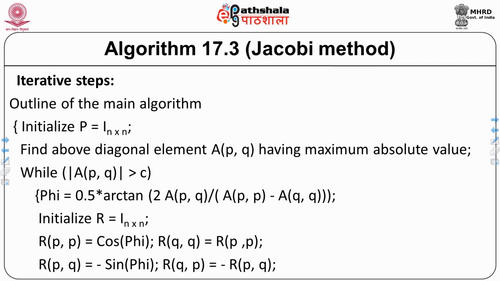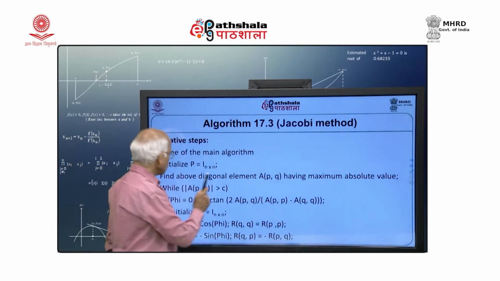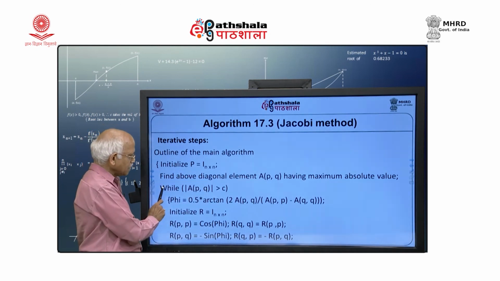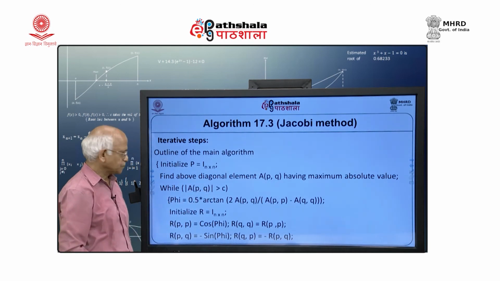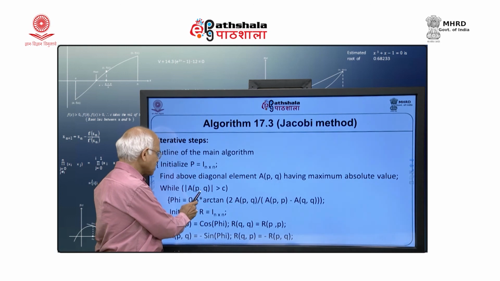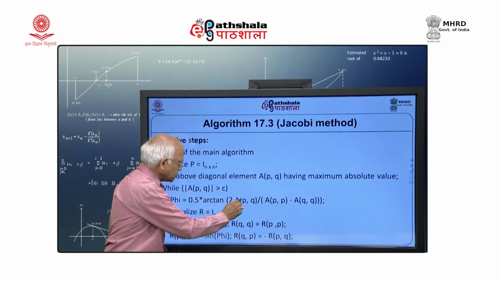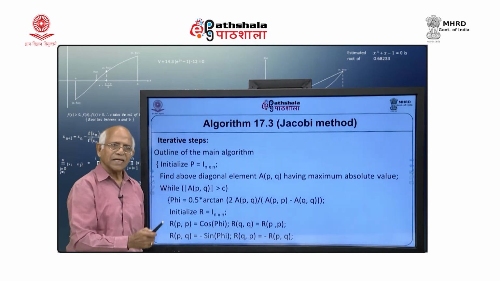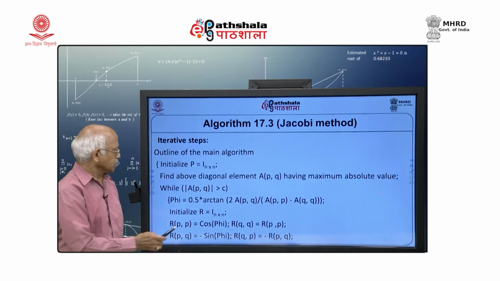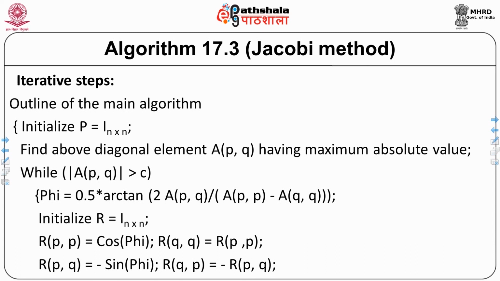What are the iterative steps? Initialize P as I, n cross n, then find the above diagonal element A P Q having the maximum absolute value. While mod A P Q is greater than C, we continue doing this. Phi equals 0.5 times arctan of A P Q divided by A P Q minus A Q Q. This selection of phi makes sure that in the next iteration A P Q becomes 0. This formula can be worked out by finding the new A P Q and equating it to 0. From that you can get the phi value here.